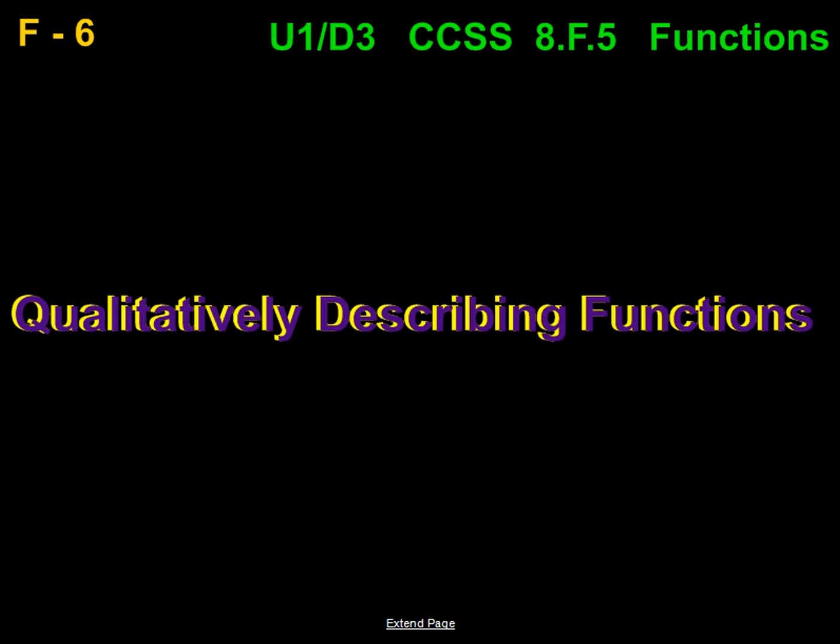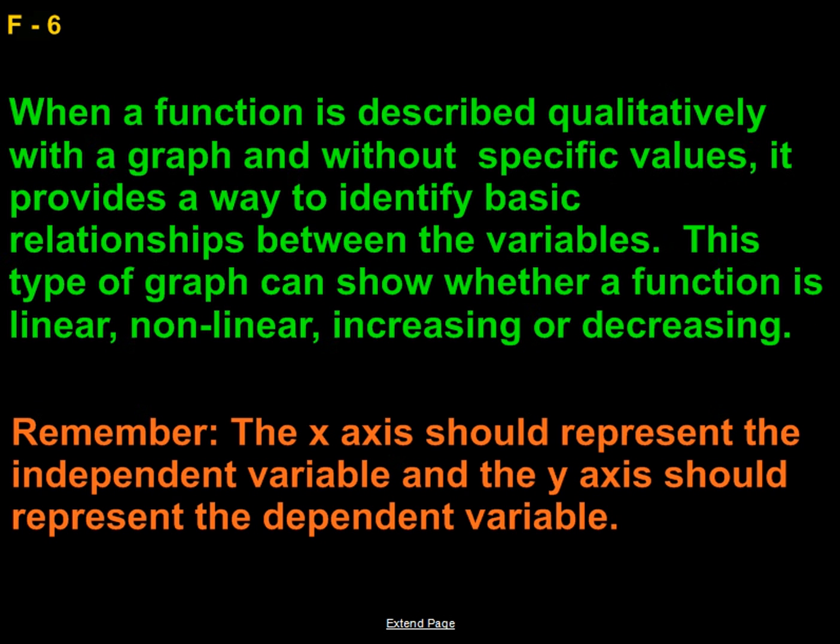Tonight's homework is F-6, Qualitatively Describing Functions. We'll start by talking about what we're doing when we're qualitatively describing functions. When a function is described qualitatively with a graph and without specific values, it provides a way to identify basic relationships between the variables. This type of graph can show whether a function is linear, nonlinear, increasing, or decreasing. Remember, the x-axis should represent the independent variable, and the y-axis should represent the dependent variable.